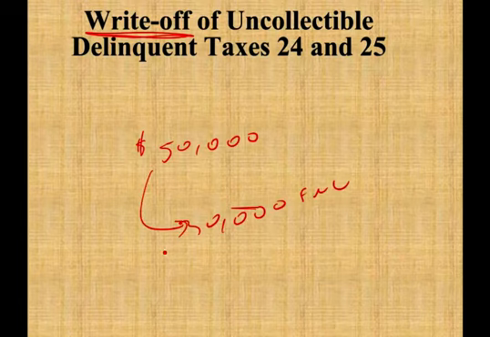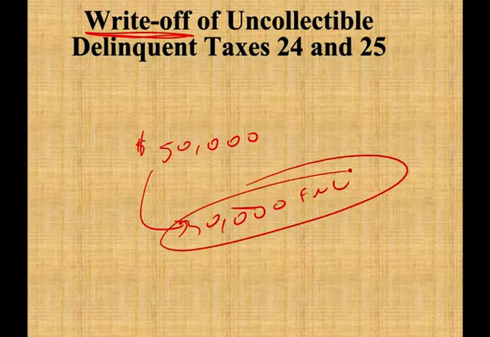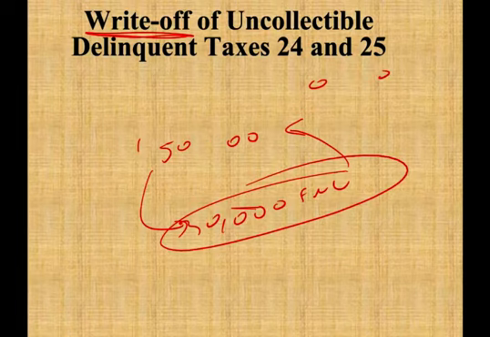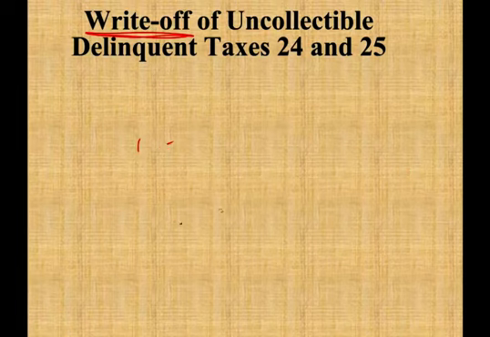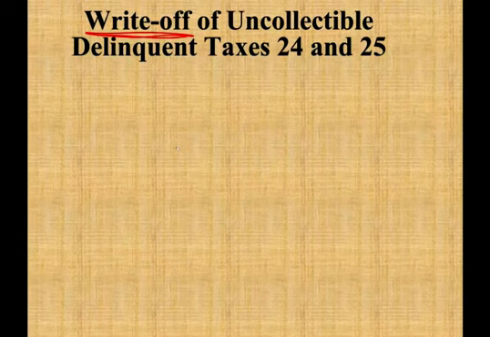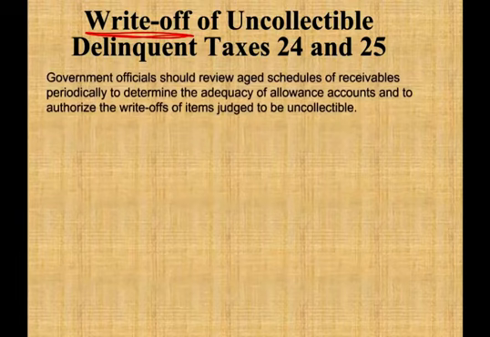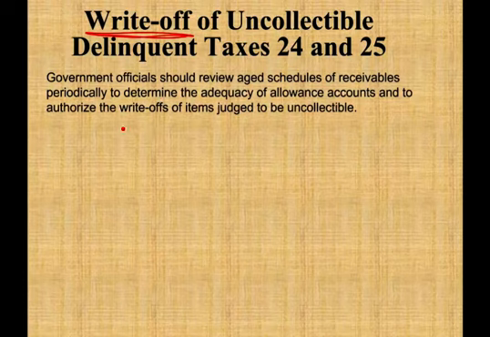So although the government took over your property, they sold it for $30,000, you owe them $50,000, now they have to write off $20,000. Because some of you might be saying, the government should not be writing off anything because they could always get their money. Yes, they can always get their money, but you cannot, as they say, take blood from a rock. If there's no money from the taxpayer, there's nothing that they can do. Okay? So the government official should review each schedule of receivable periodically to determine the adequacy of the allowance account and the authorized write-off of items judged to be uncollectible.